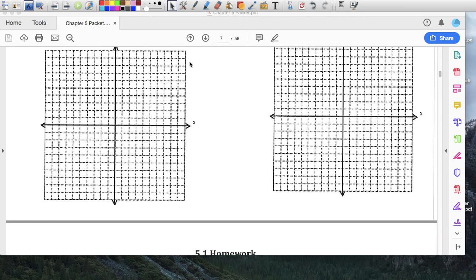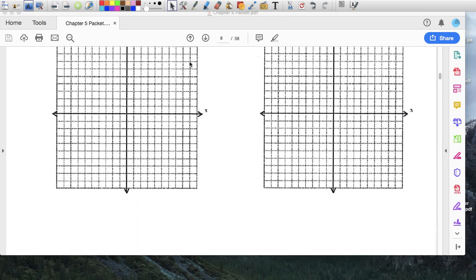So, 8, and then you have 9 and 10. Wow, really?